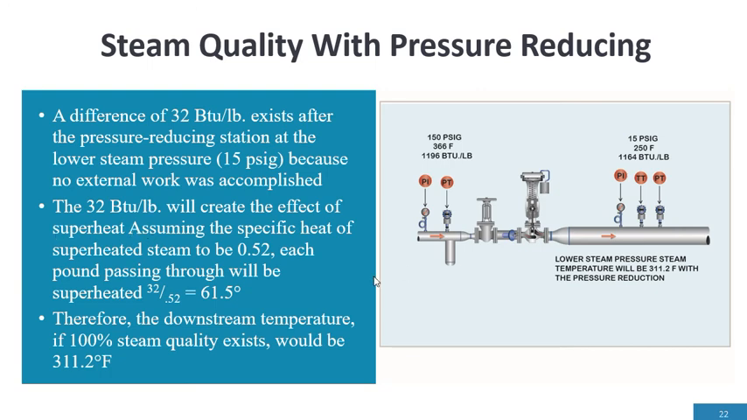For the effect of superheat, assume a specific heat of superheat to be 0.52. Each pound passing through will produce a superheat of 32 divided by 0.52, or 61.5 degrees of superheat, if it is truly 100% steam quality. If it's not, condensate will be passing through the valve and consuming the superheat, and will be below superheat of 61.5, or it could even be saturated conditions.